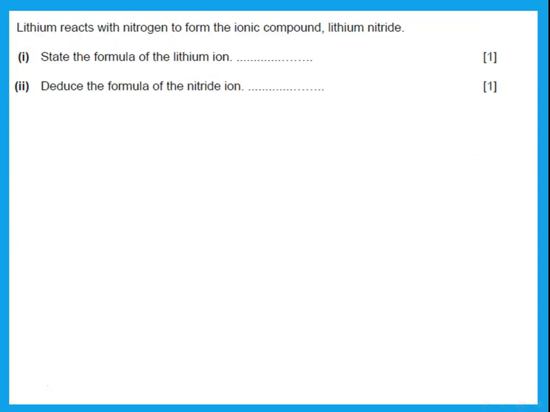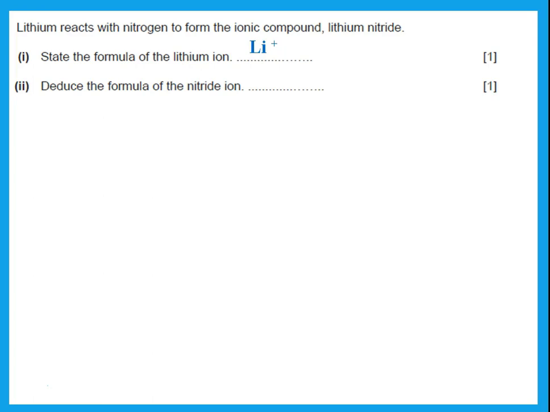Okay, let's take a look at this. Lithium reacts with nitrogen to form the ionic compound lithium nitride. What would be the formula of the lithium ion? We said lithium is in group 1. When it loses an electron, it becomes lithium with an extra positive charge.